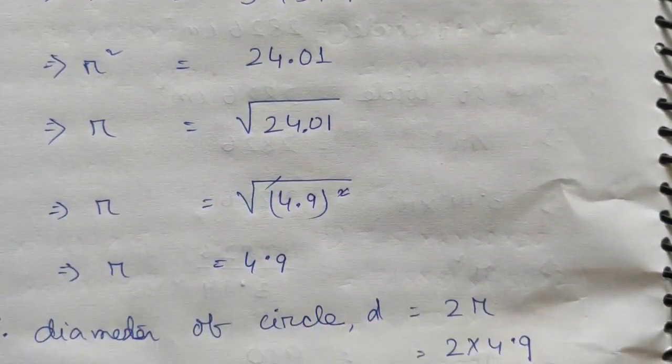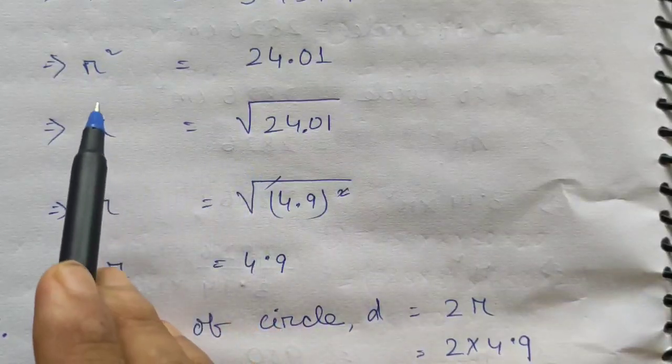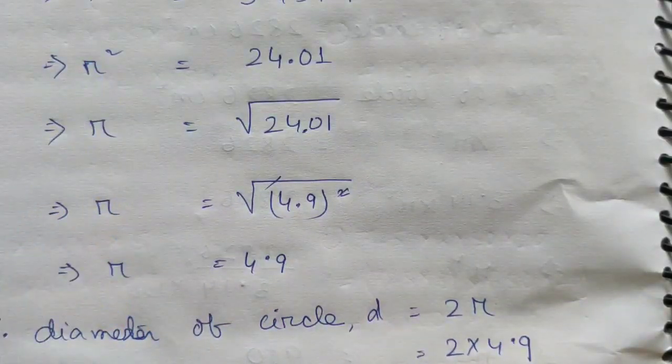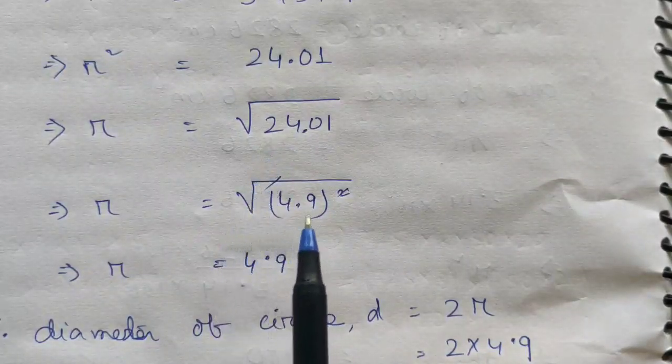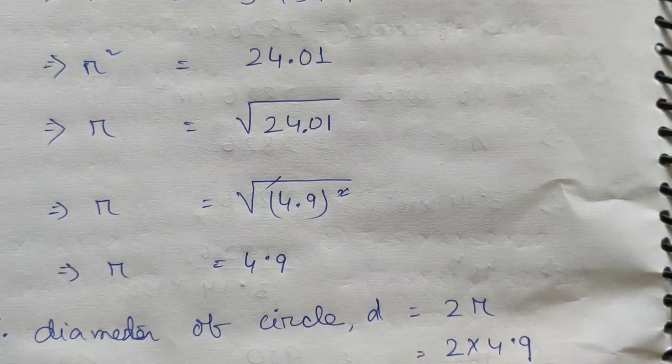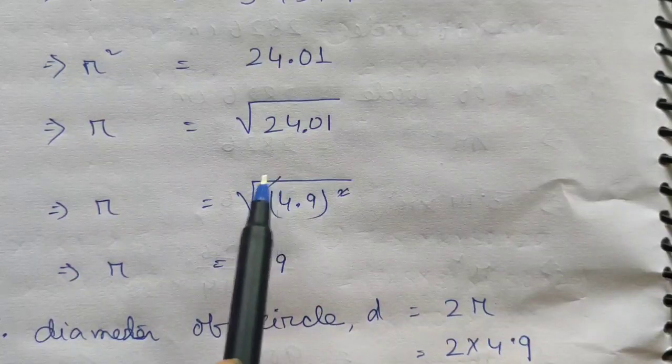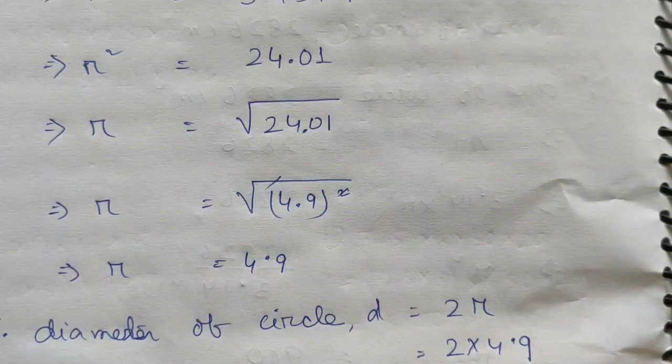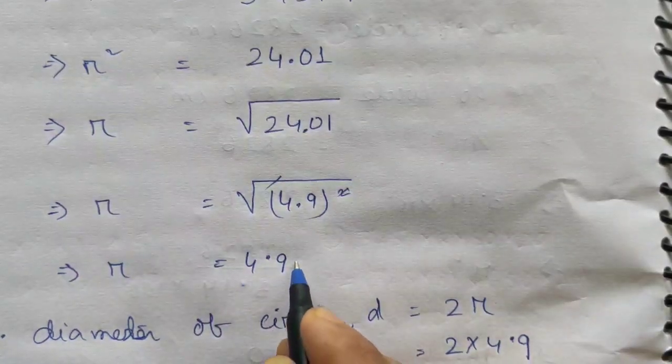So in this case, we remove this square to the right hand side, and it becomes square root, right? So if we find the square root of 24.01, it is 4.9, because 4.9 square is 24.01. Then we can cancel square with square root, as we cancel divide with multiplied. So our r will be 4.9. Here we have radius as 4.9 meter.